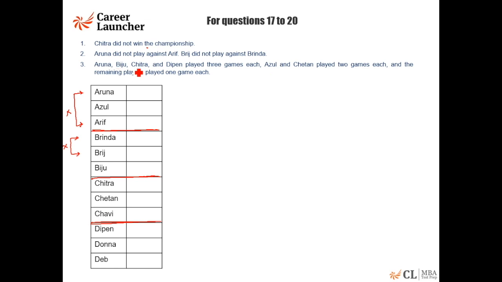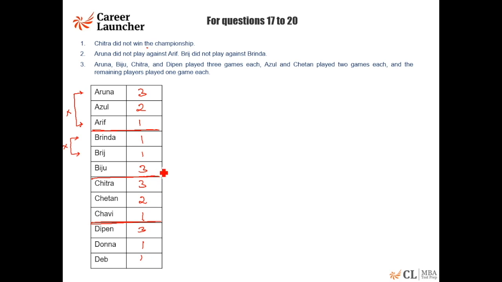Okay. Aruna, Biju, Chitra and Dipen played 3 games each. Azul and Chetan played 2 games each. Azul has played 2 games, and Chetan has also played 2 games. And the remaining players played 1 game each.